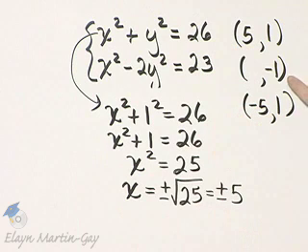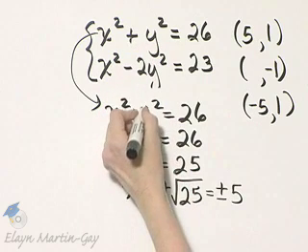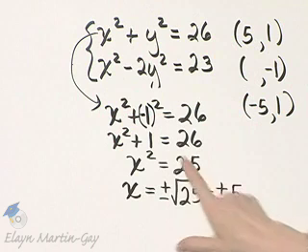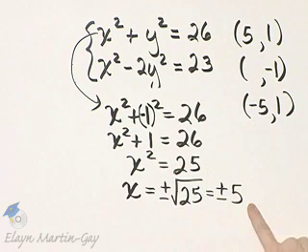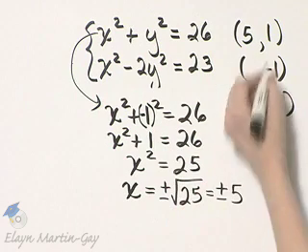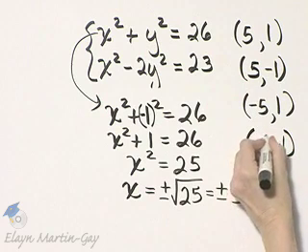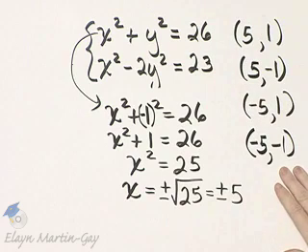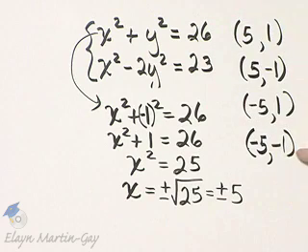Now what happens when y is -1? If y is -1, watch what happens. What is -1 squared? -1 squared is also 1, and we end up with these values for x again. So when y is -1, I get 5, and when y is -1, I get -5. This system has 4 solutions, which means that these two graphs intersect in 4 points.